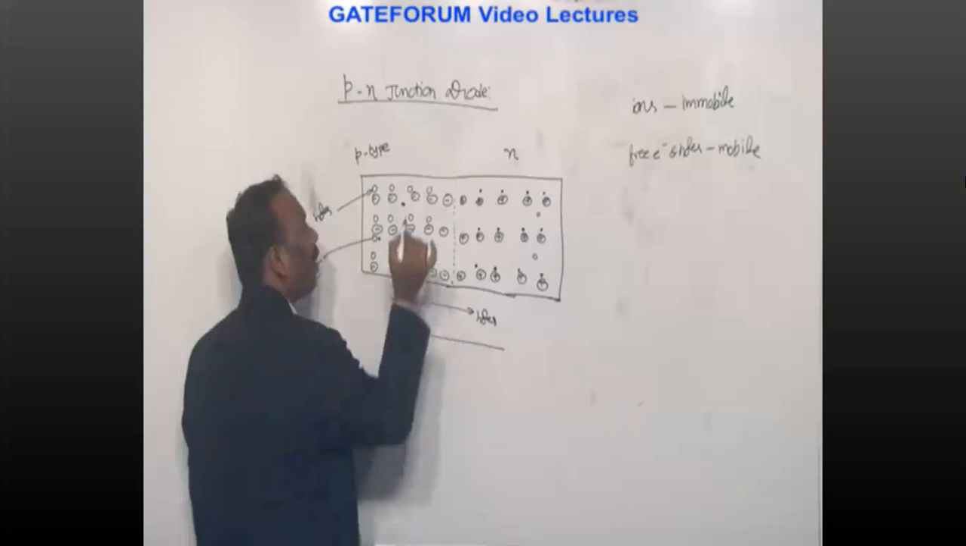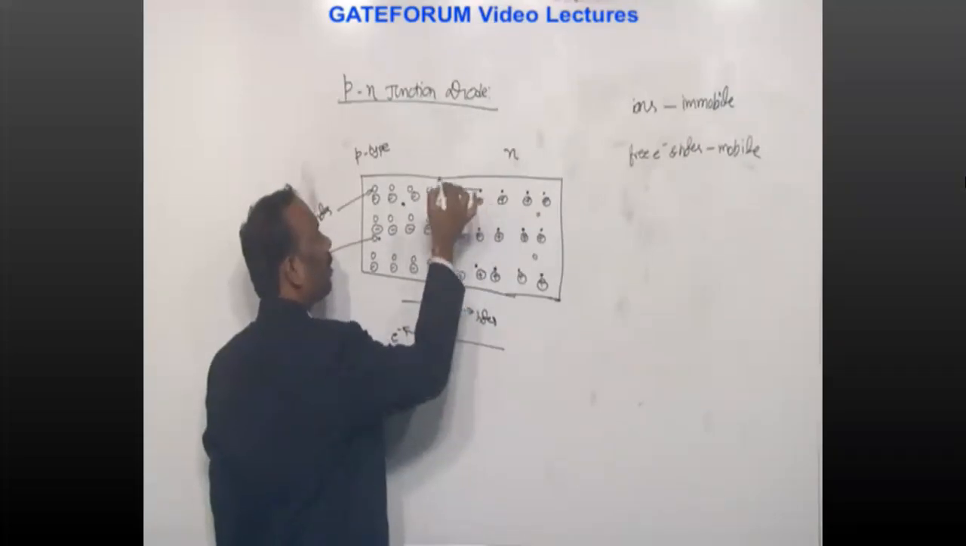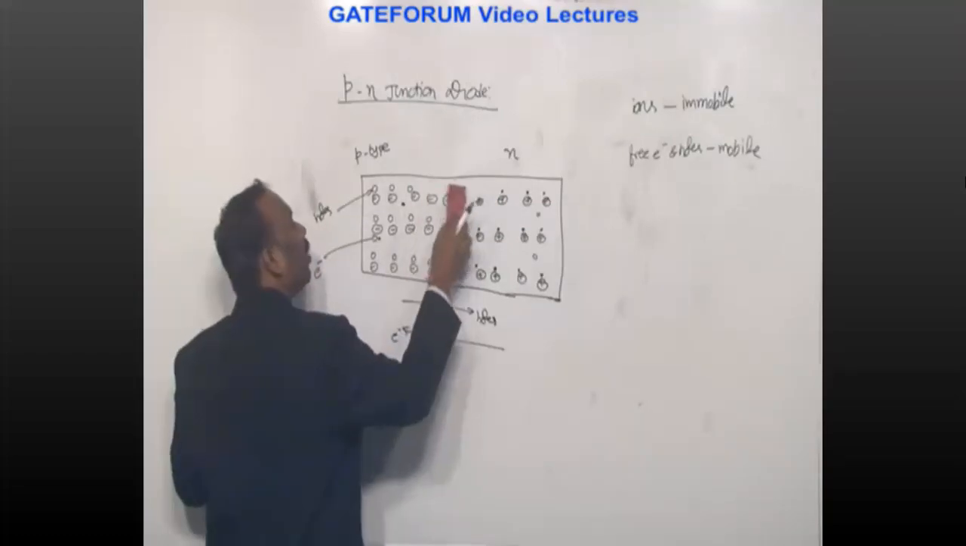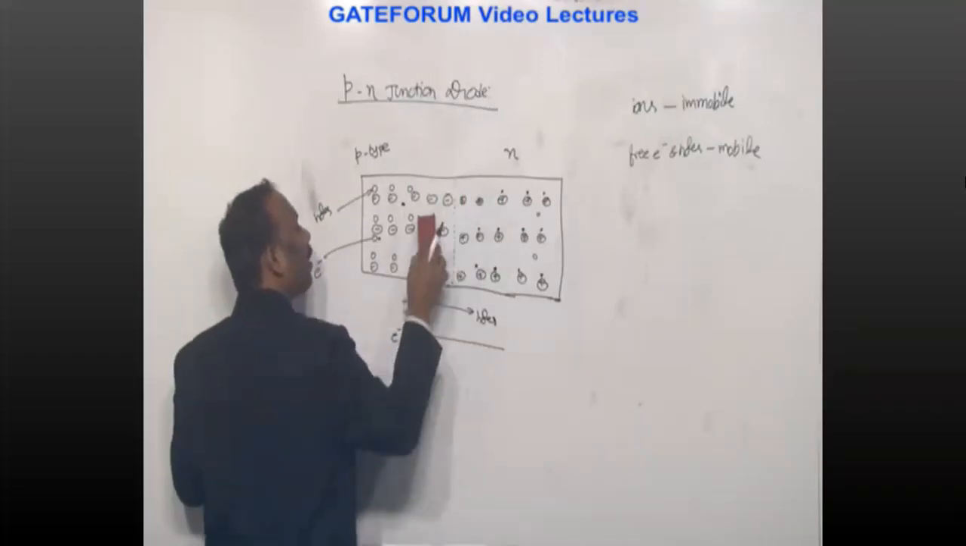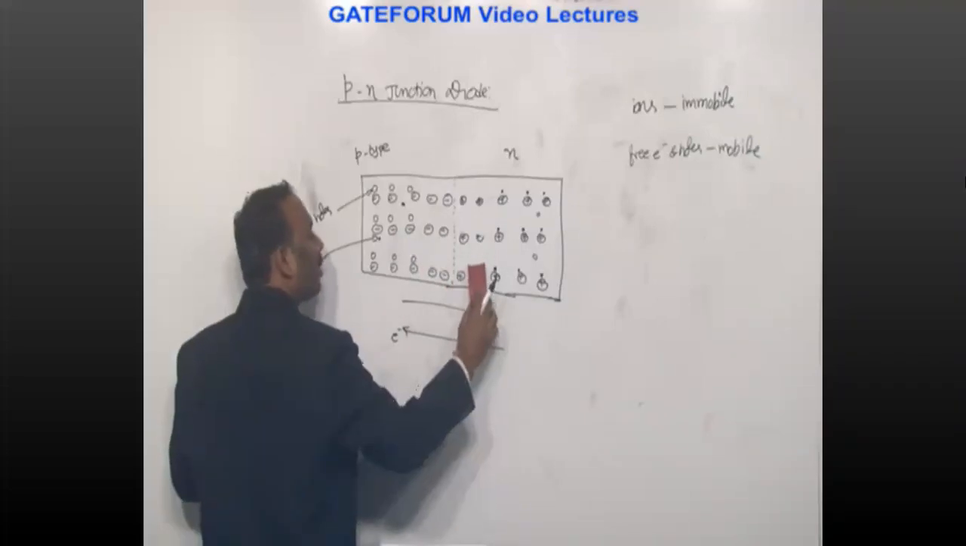So next, what is going to happen? Because of diffusion, this electron comes here, and this hole and electron come like this. Therefore, once again, these both will combine and they will disappear. This will combine with this one, and this will recombine with this one.